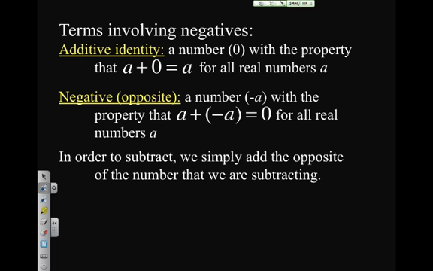In order to subtract, and you learned this back in Algebra 1, but in order to subtract, we simply add the opposite of the number that we are subtracting. So instead of doing 5 minus 32, we do 5 plus a negative 32, because we have rules for adding numbers with different signs.